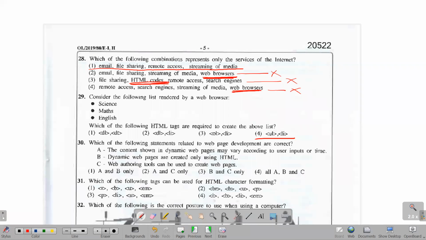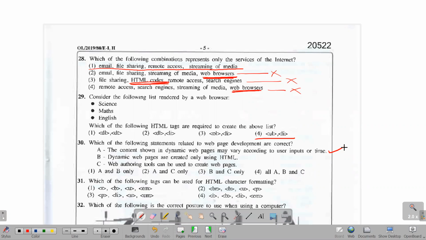30th, which of the following statements related to web page development are correct? The content shown in dynamic web pages may vary according to the user inputs or time. Yes, that is correct, because a dynamic web page means a web page which is changed by both sites. That means the user site as well as the server site, right? So the most appropriate example is social media. It changes heavily due to the user's interaction, right? So it differs due to the inputs.